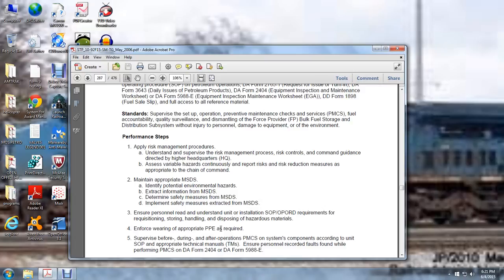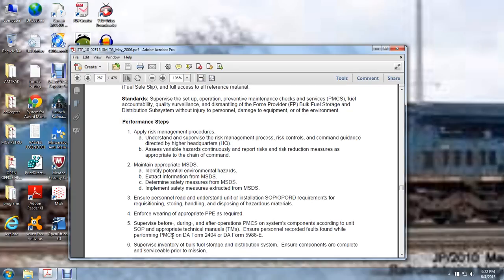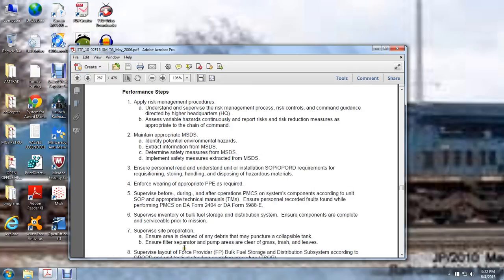Enforce wearing of appropriate personal protective equipment as required. Supervise before, during, and after operations preventive maintenance checks and services on components according to the unit standard authorization procedures and appropriate technical manuals. Ensure personnel record the faults found while performing the preventive maintenance checks and services on DA Form 2404 and DA Form 5988-E. Supervise inventory of the bulk fuel storage and distribution system, ensuring the components are complete and serviceable prior to the mission.